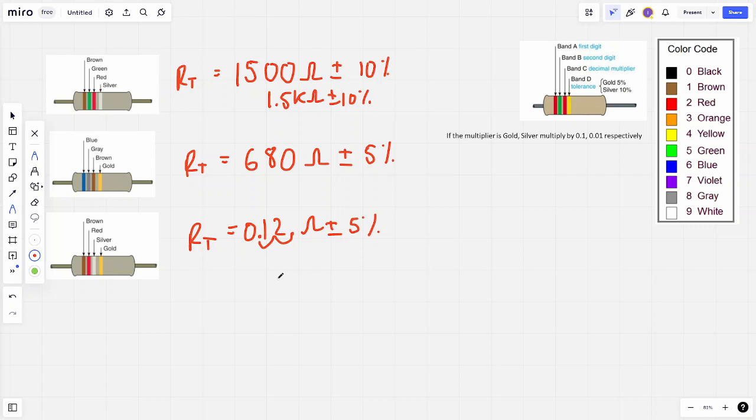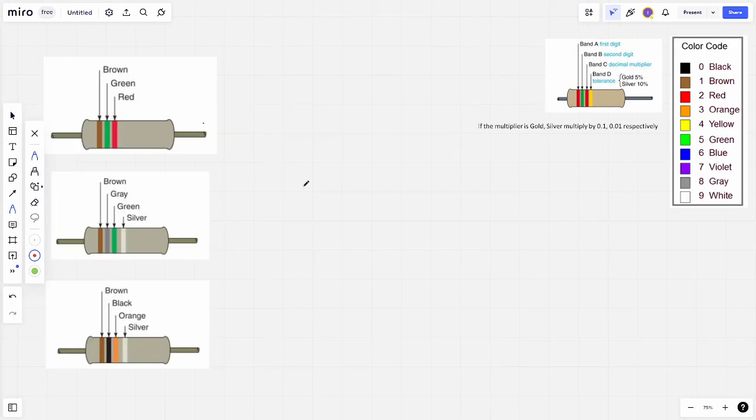So let's take a look at another 3 examples. Why don't you pause the video and have a go yourself at these 3 examples. So welcome back if you've had a go.